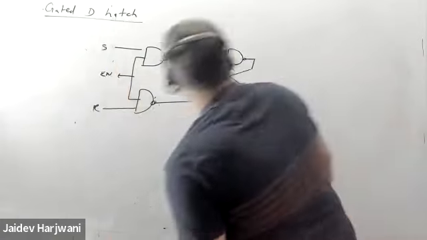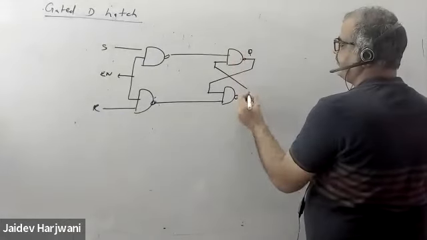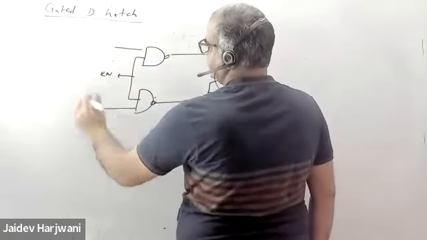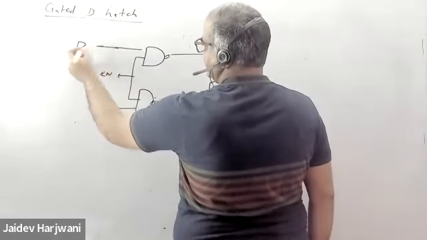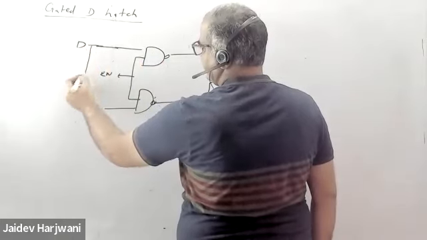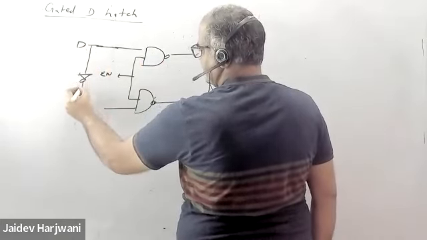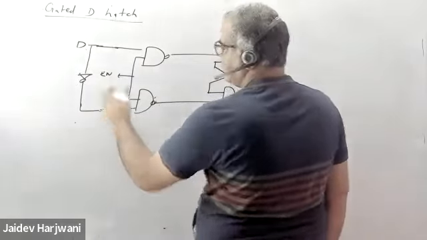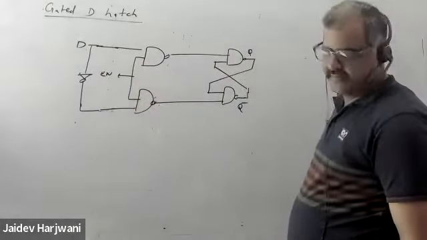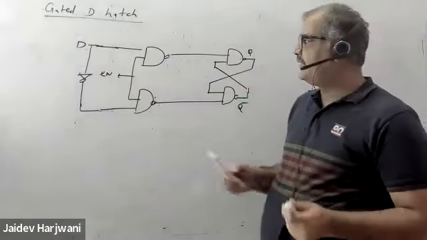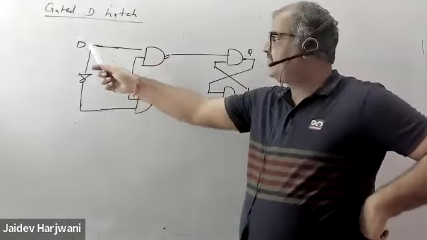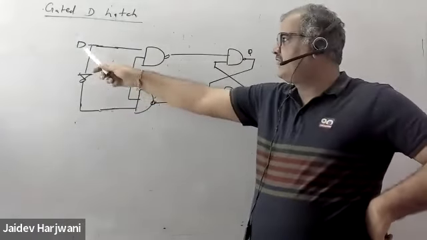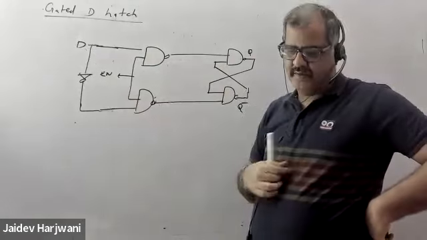Now instead of this, we'll give only one variable, D. Once we get the D variable here, we'll give the inversion of D here. So now our variables are reduced. Earlier we could give 0 0, 1 1. Now we can only give 1 0 and 0 1.